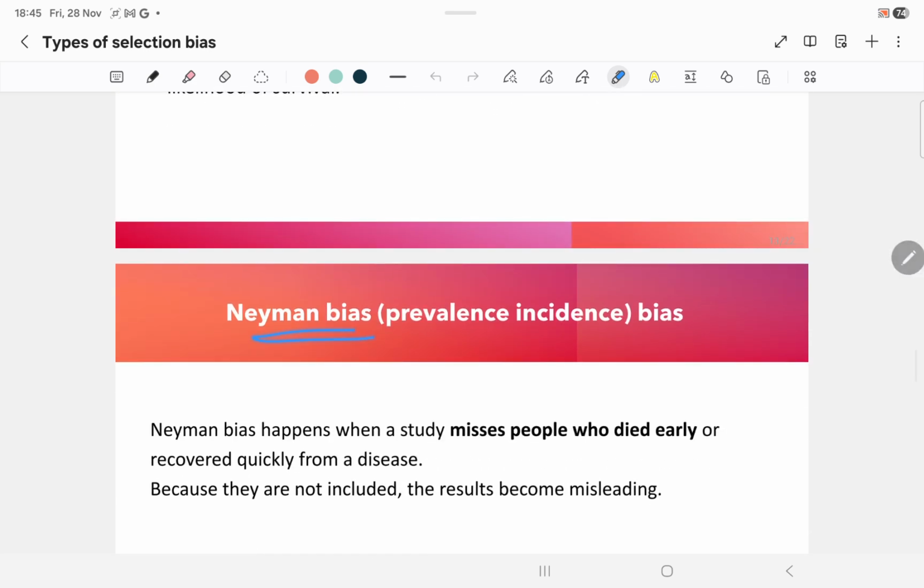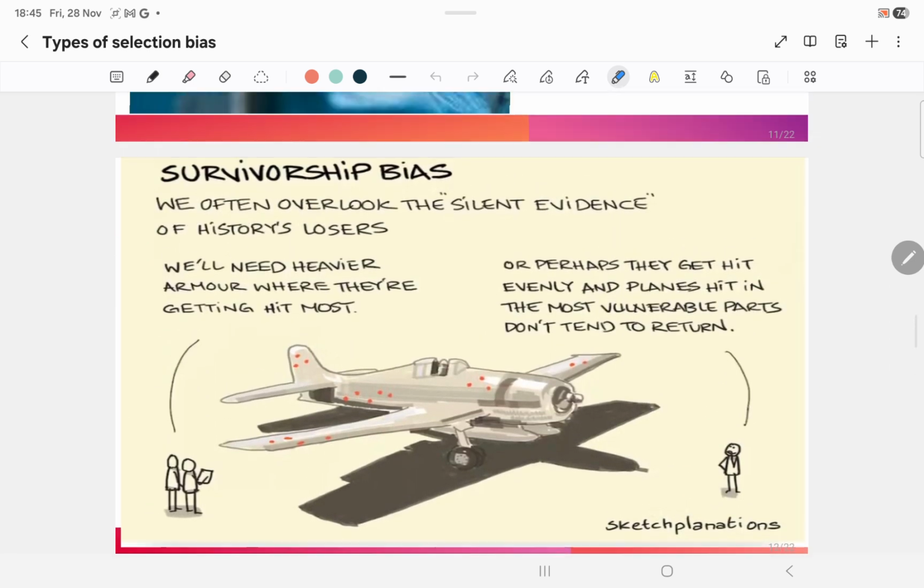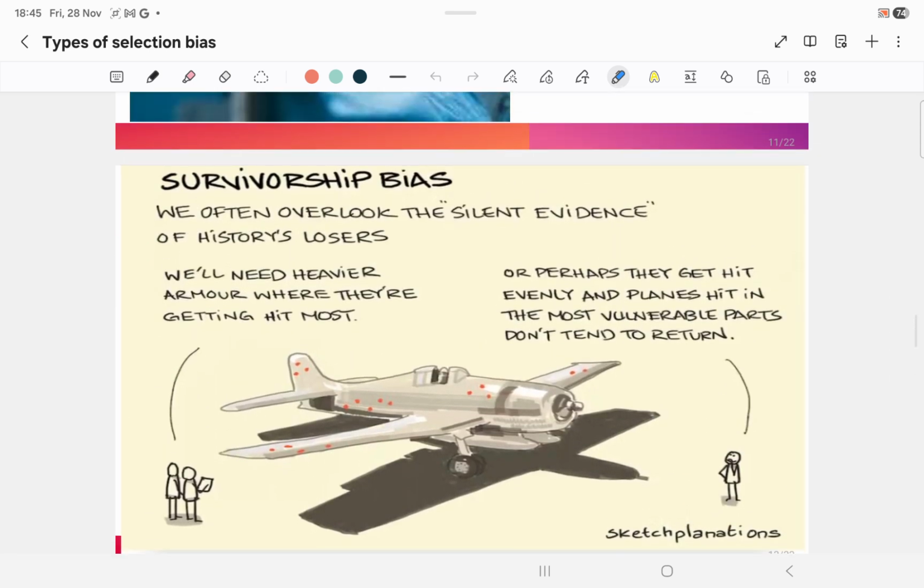Neyman bias is a kind of survivorship bias or survivor bias. So let me tell you what is survivor bias. I tell you a story from a world war. So what happened in World War II or World War One? I don't remember. When the planes came back, they had certain bullets here and there, right? They were hit with bullets or missiles or whatever.